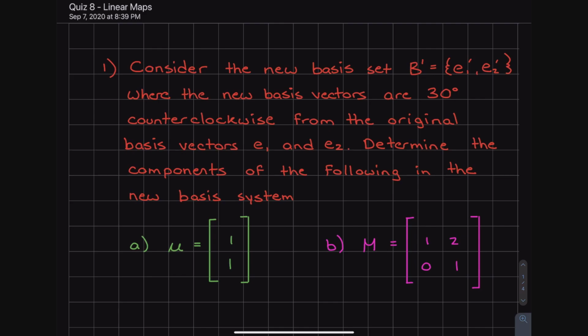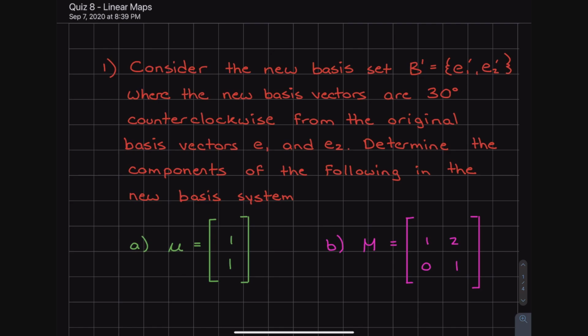If we look at question 1, it says, consider the new basis set B prime, which is composed of vectors E1 prime and E2 prime, where the new basis vectors are 30 degrees counterclockwise from the original basis vectors E1 and E2. Determine the components of the following in the new basis system. In part A, we have a vector, and in part B, we have a matrix.